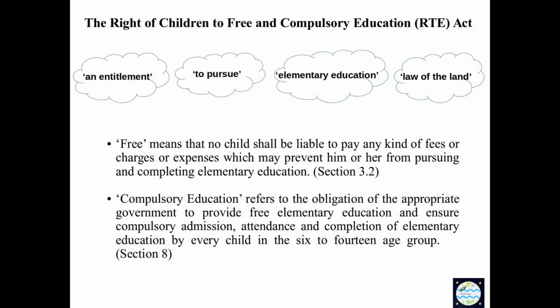The title of the RTE Act incorporates the words free and compulsory. Free means that no child shall be liable to pay any kind of fee or charges or expenses which may prevent him or her from pursuing and completing elementary education. And compulsory education refers to the obligation of the appropriate government to provide free elementary education and ensure compulsory admission, attendance and completion of elementary education by every child in the 6 to 14 age group.